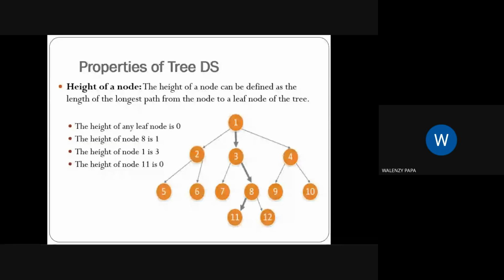So irrespective of the particular node you are asked to find the height of, you always start from the leaf? Yes, you always have to start from the leaf. If you are asked to find the height of a node, start from the leaf and then move upwards.